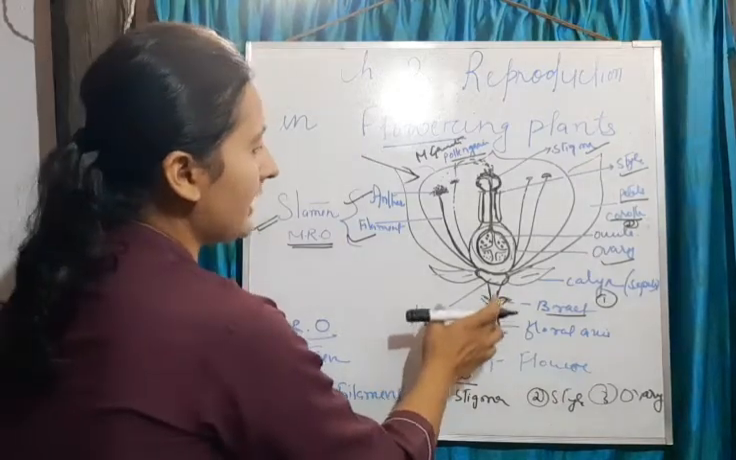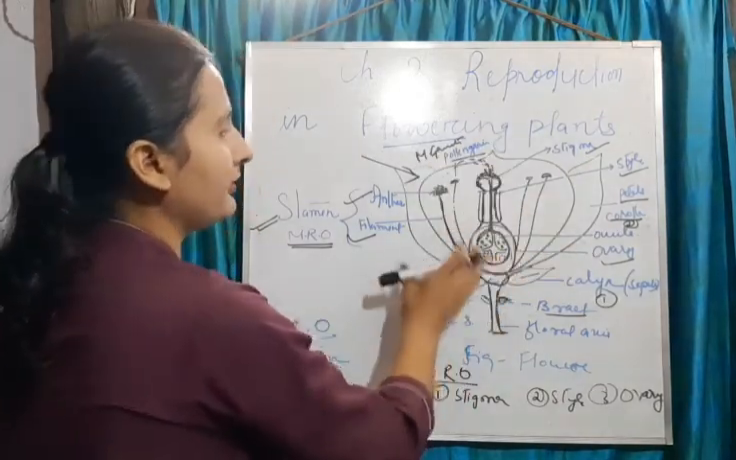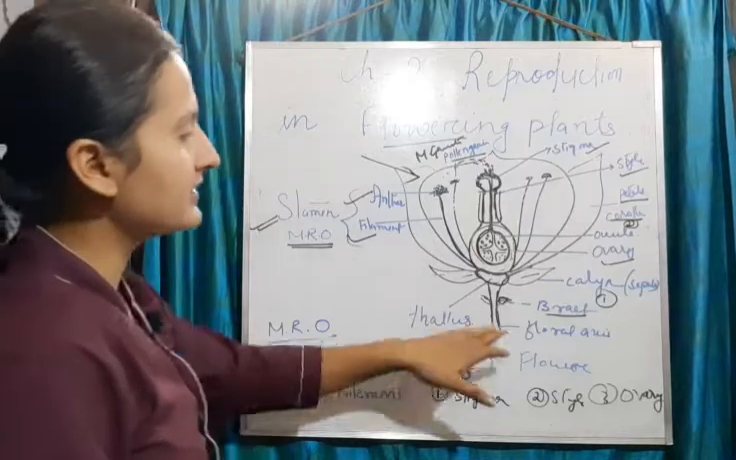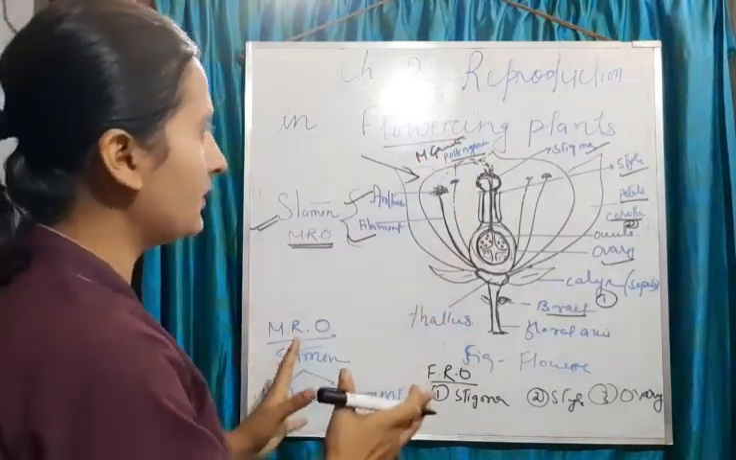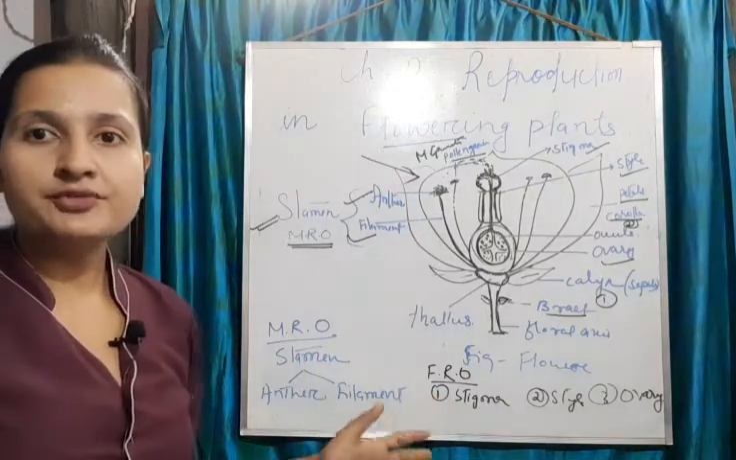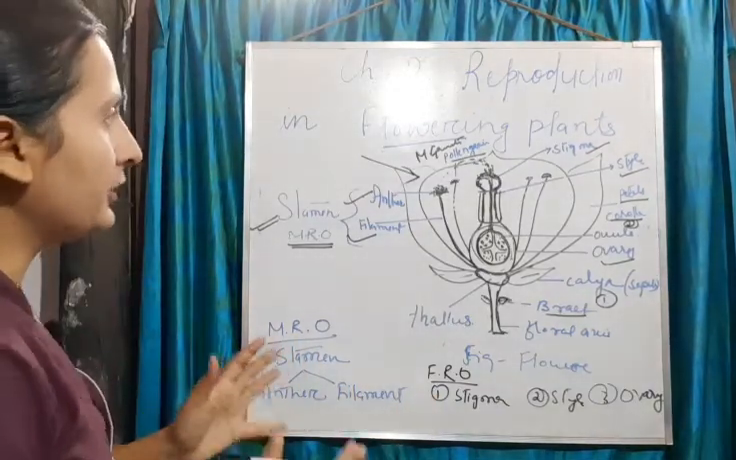So the floral axis holds the flowers, where the flower arises, or you can say it supports the whole flower. All right. I hope that the different parts of the flower are clear to you. So I'm going to repeat this again. Let me give you a quick revision.